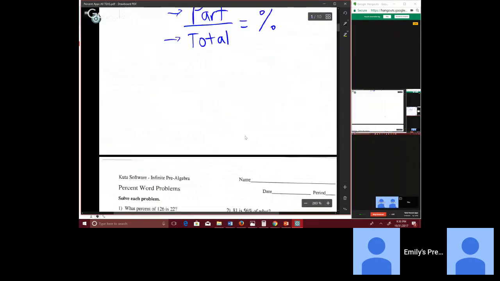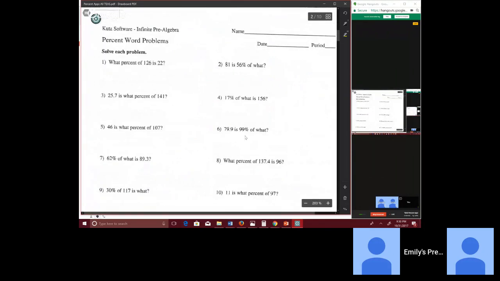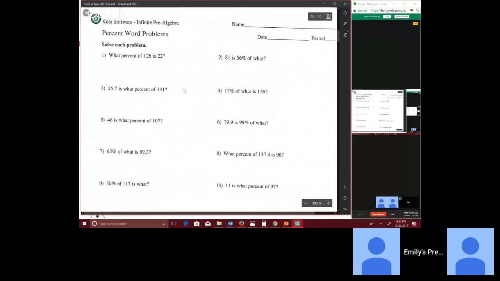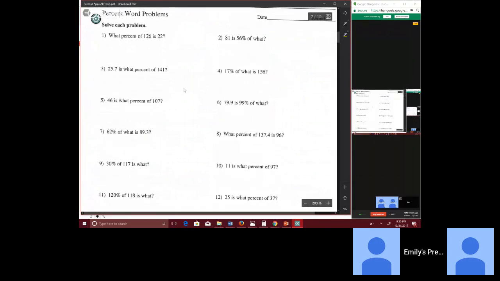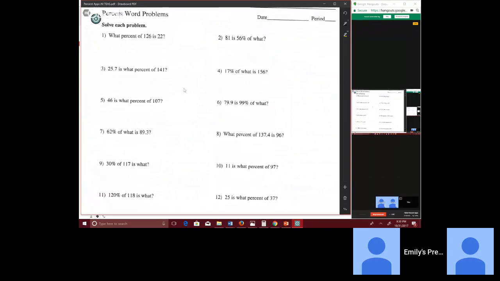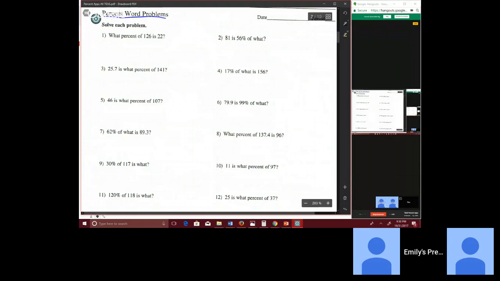The hardest worksheet you will do today is the next one in your packet, which says CUDA Software Infinite Pre-Algebra % Word Problem. Should be your very next page. So I often have people tell me, well, I just hate word problems. I'm just really bad at word problems. Now, ironically, this worksheet is called % Word Problems. I would beg to differ.